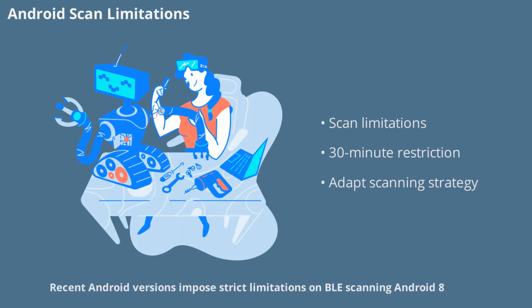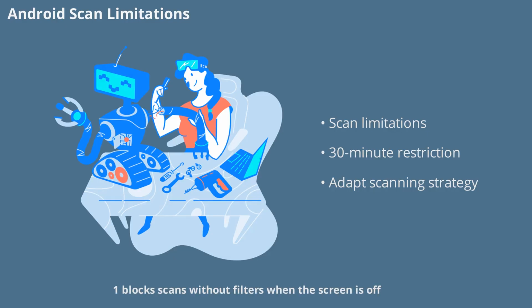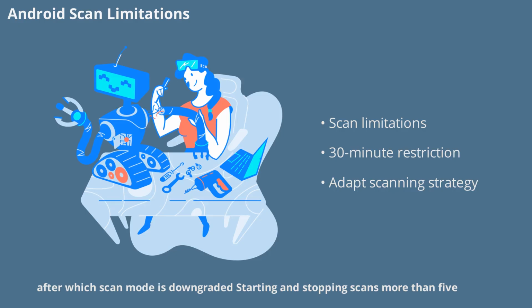Recent Android versions impose strict limitations on BLE scanning. Android 8.1 blocks scans without filters when the screen is off, while Android 7 restricts continuous scanning to 30 minutes, after which scan mode is downgraded. Starting and stopping scans more than 5 times in 30 seconds temporarily disables scanning. These rules aim to save battery but require developers to adapt their scanning strategy.